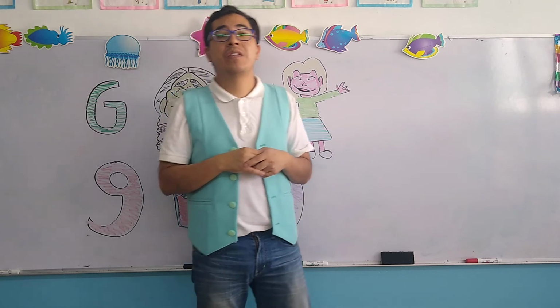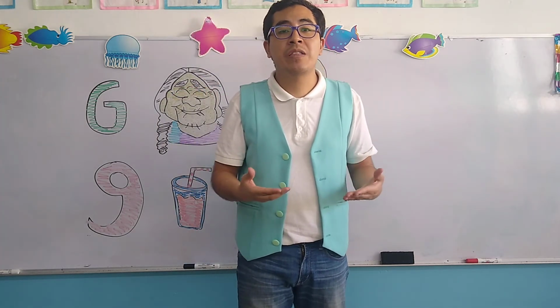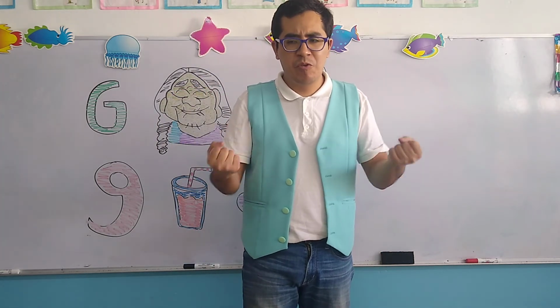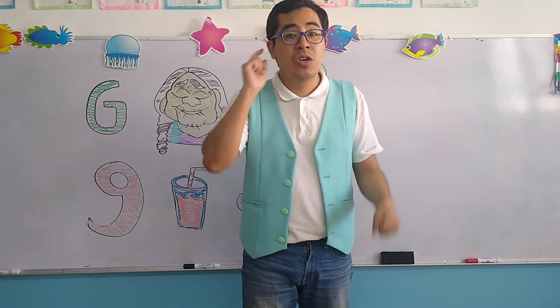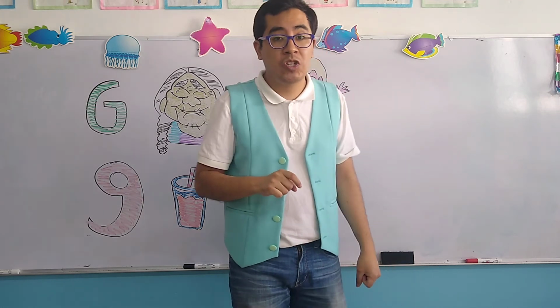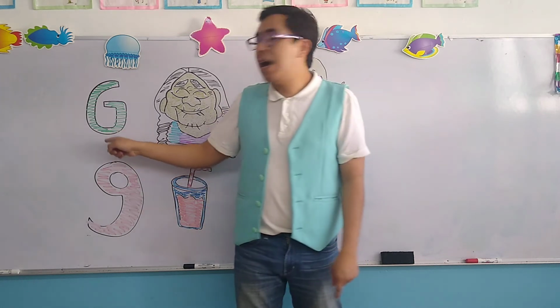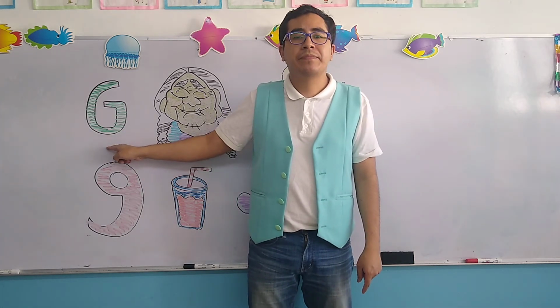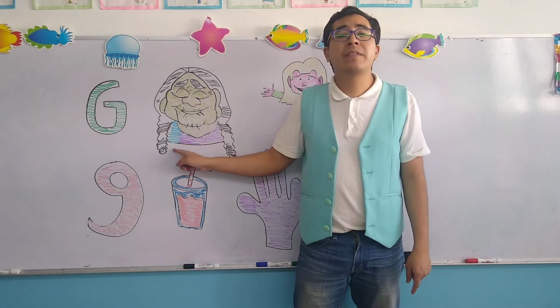Now, before we finish, my children, let's review the vocabulary of today one more time. Remember, for this, the teacher Jacob is going to say it, and then you will have to repeat it with all of your energy so I can hear the pronunciation. Let's begin. Capital G, grandmother.